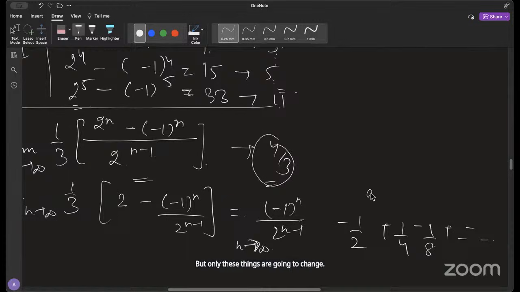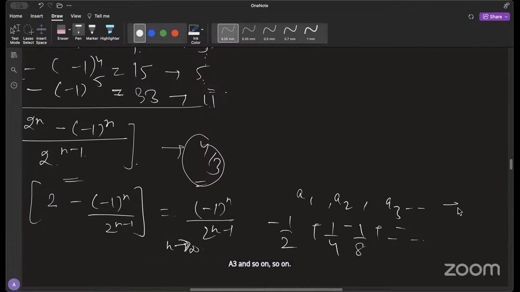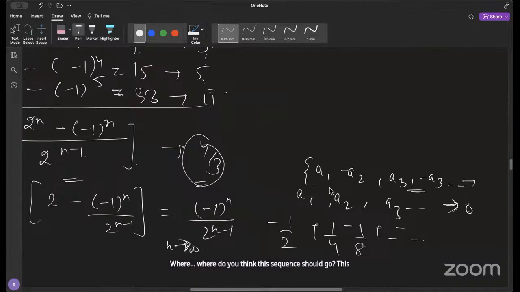So if you have this thing A1, A2, A3, and so on, without sign, and this sequence goes to 0, and I decided to alternate the signs here, that from this sequence, I'll make another sequence A1, minus A2, A3, minus A4, and so on. Where do you think the sequence should go?